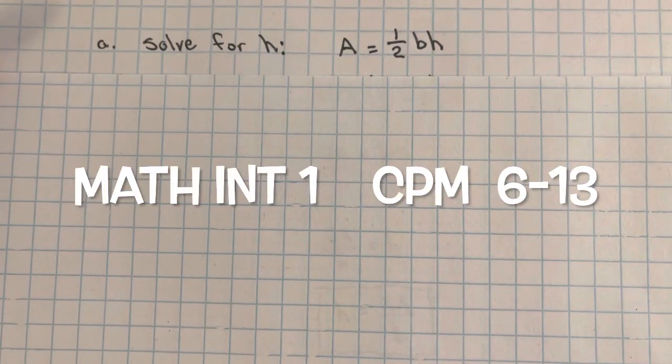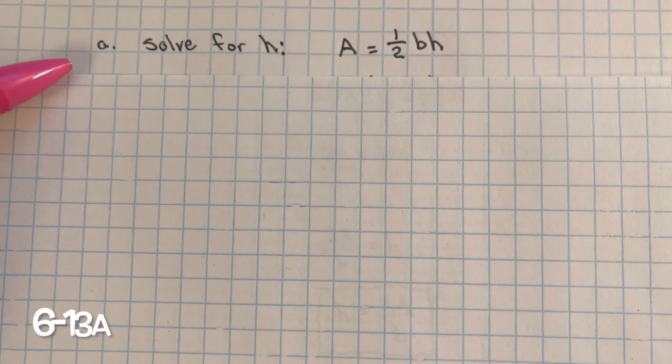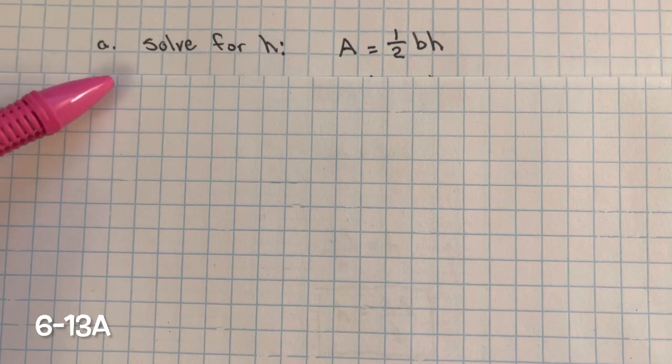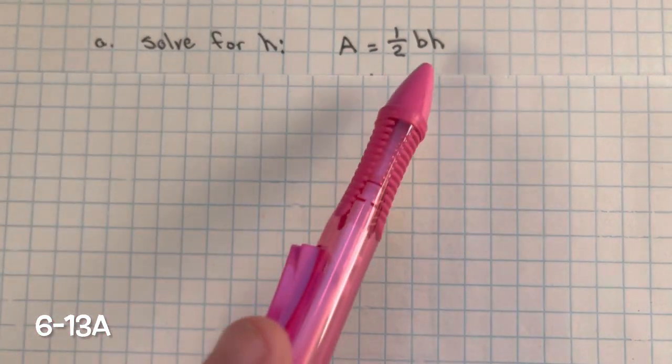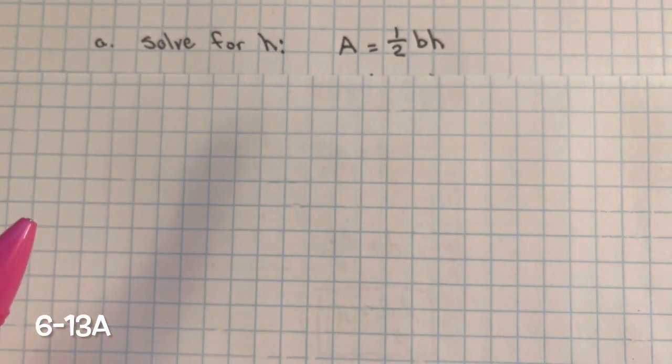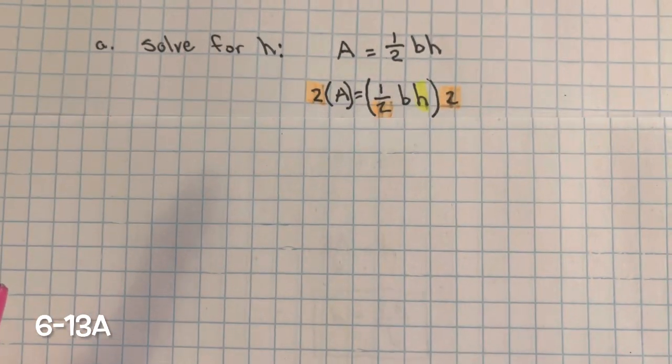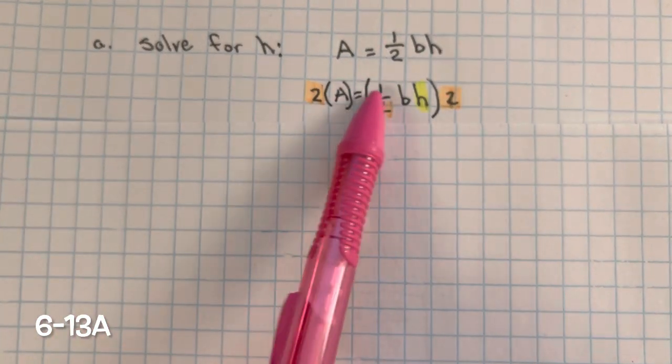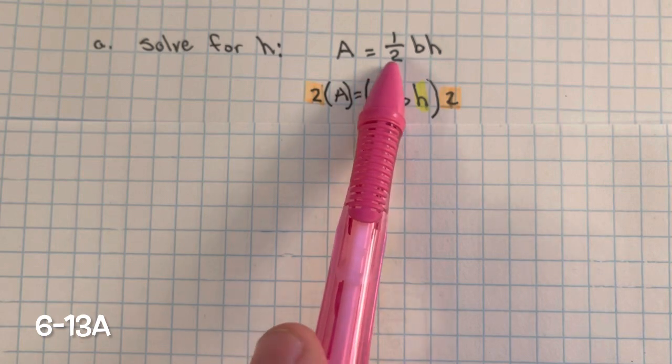This is the work for 613. For 613a, you need to solve for h. So you want to get h by itself. You want to isolate the variable h. In order to do that, we need to first eliminate the 2 in the denominator.